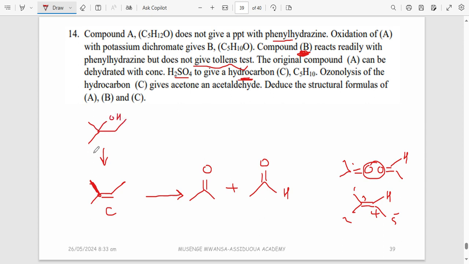like that. Apart from this, another possibility that we would have had was the alcohol being like this, where the OH had to attach here. Remember, when you're hydrating, you'd rather form a more substituted product. Okay, so these are the two possible structures of A. But we know that A does not give a precipitate with phenylhydrazine, so it's not a carbonyl compound. Oxidation of A with potassium dichromate will give B. So with oxidation, this is where you should tell which structure is right, between the first one and the second. Oxidation with dichromate will give B.